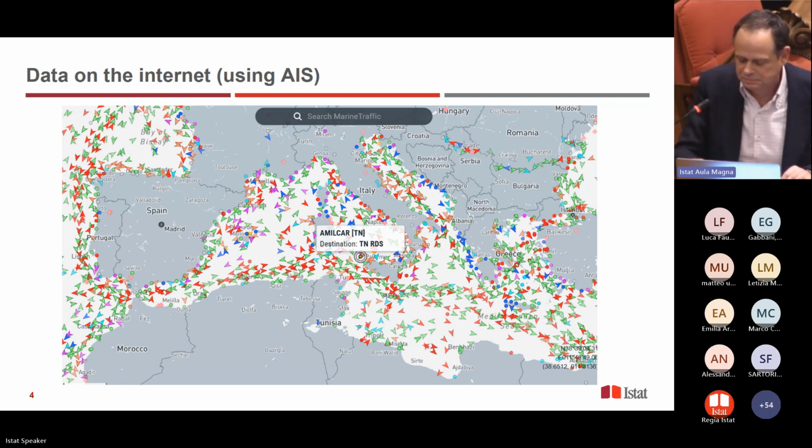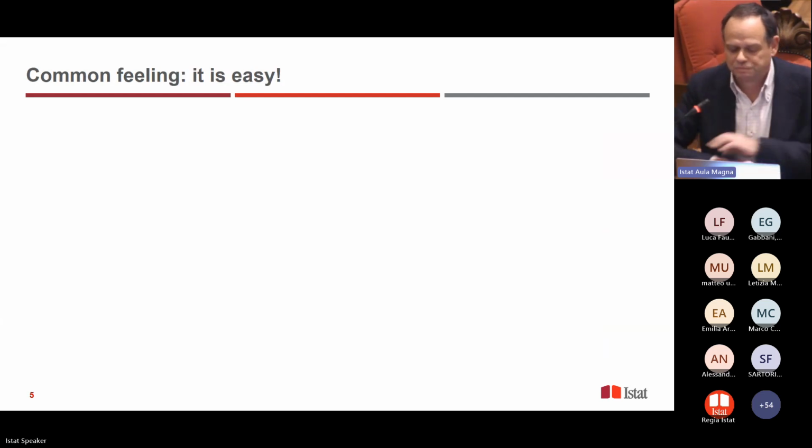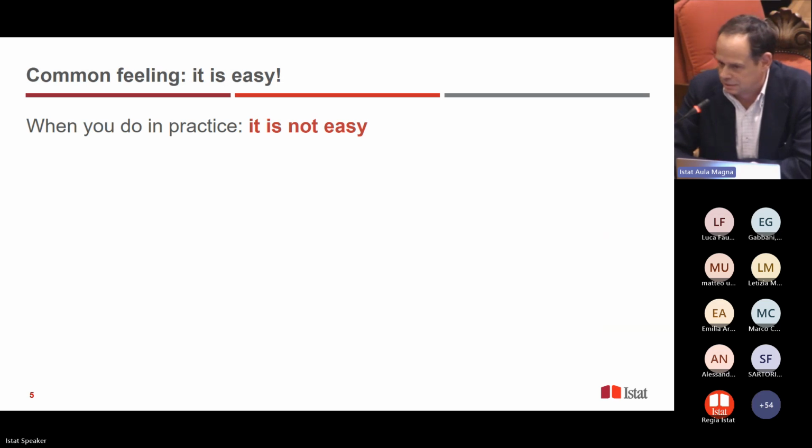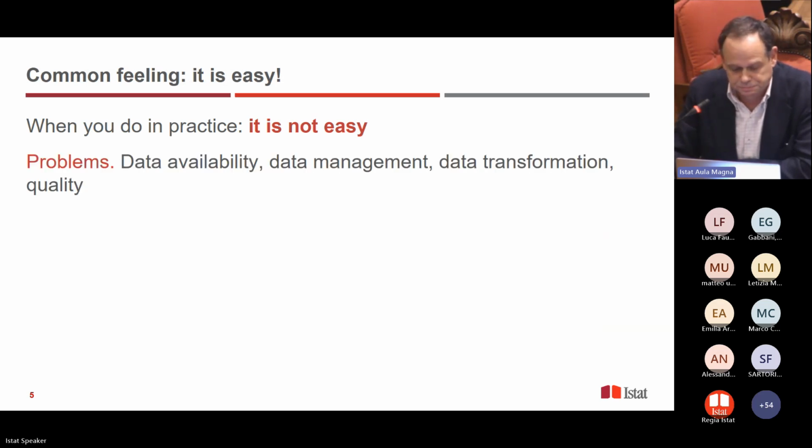So, okay, let's try to do it. The first feeling is that it's easy, but in practice, it is not. So which are the main problems? First of all, data availability. Every time we talk about big data, non-traditional sources, the first step is to get this data.